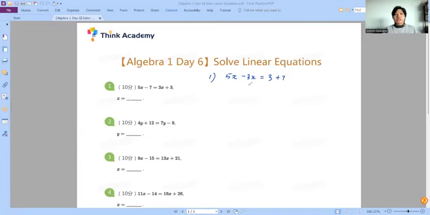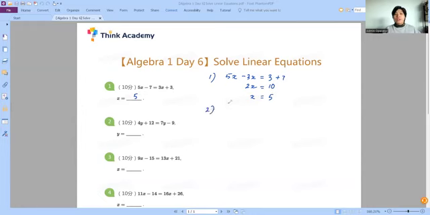So 5x minus 3x, that's going to be 2x. 3 plus 7, that's going to be 10. Now I'm going to divide both sides by the coefficient of x. So 10 divided by 2, that's going to be 5. X is equal to 5.